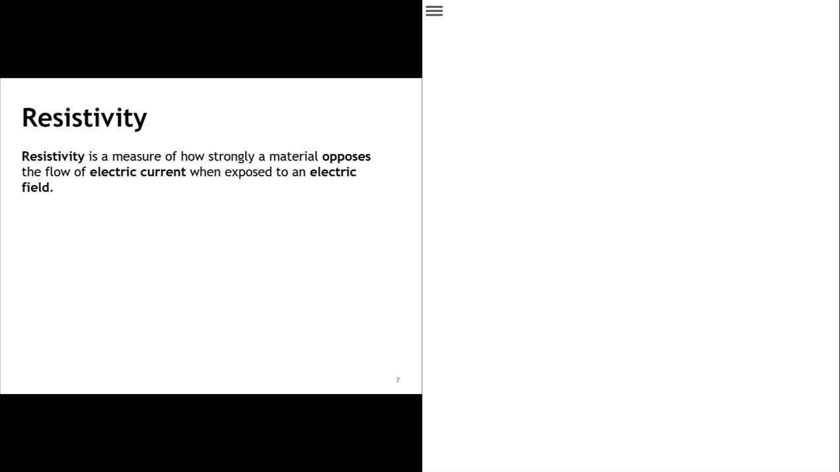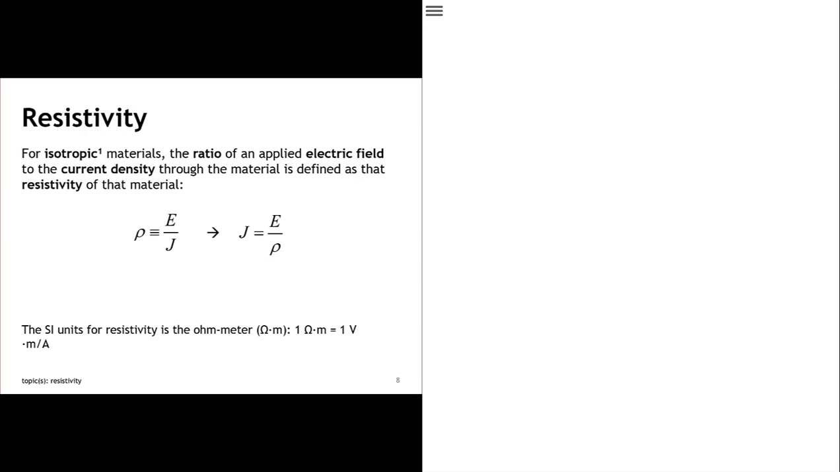Resistivity is a measure of how strongly a material opposes the flow of electric current when exposed to an electric field. Resistivity is a property of the material itself. Just like conductivity is a property of the material, resistivity is also a property of the material, since it's just the reciprocal of conductivity.